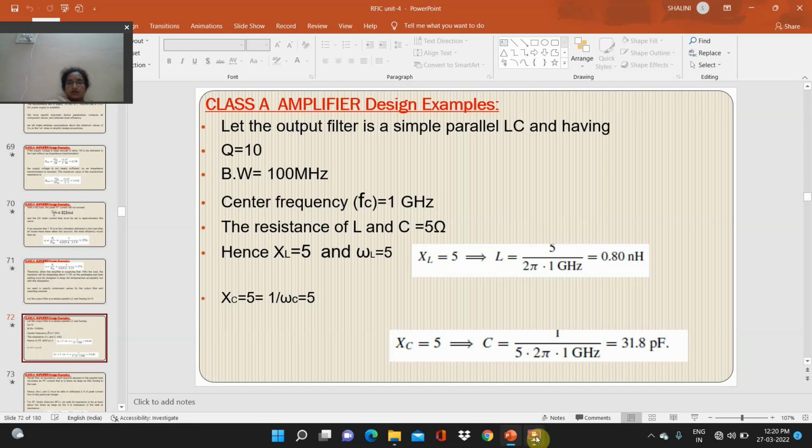XL is equal to 5, that is, L is equal to 5 divided by 2 pi times 1 gigahertz, which is equal to 0.80 nanohenry. And next, XC is equal to 5, which is 1 by omega C is equal to 5, so C is equal to 31.8 picofarads.